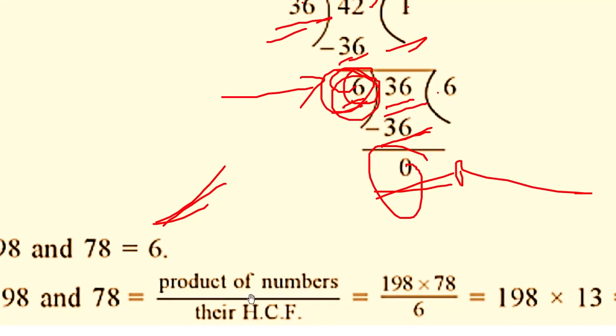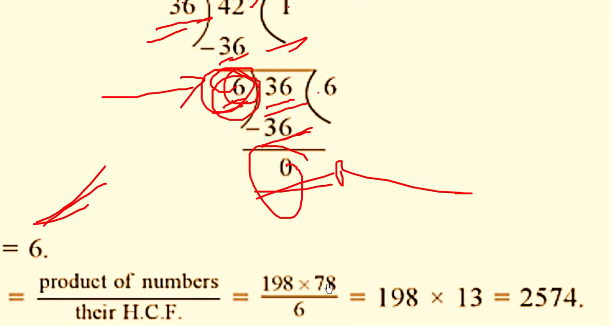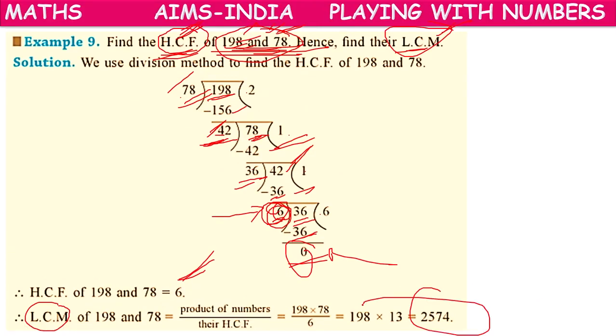After finding the HCF, how to find the LCM? Product of numbers by HCF. So 198 into 78 by 6. 6 13 times 78. So 198 into 13, 2574. This is the answer. In this way, first we have to find the HCF, then with the help of HCF and the numbers, we can find the LCM.